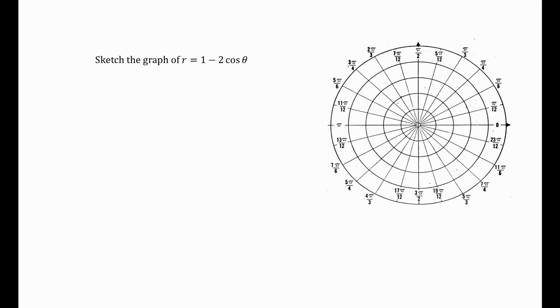Alrighty, last couple examples for this section. So we're asked to sketch the graph of r equals 1 minus 2 times the cosine of theta. I'm going to give you some suggested theta angles to use.